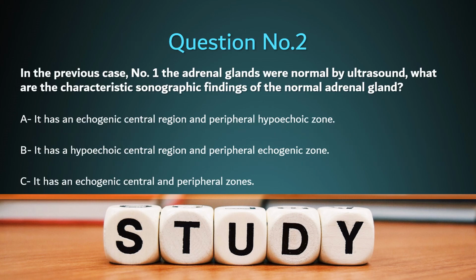Question number 2. In the previous case, the adrenal glands were normal by ultrasound. What are the characteristic sonographic findings of the normal adrenal gland? It has an echogenic central region and peripheral hypoechoic zone, or it has a hypoechoic central region and a peripheral echogenic zone, or it has an echogenic central and peripheral zones.